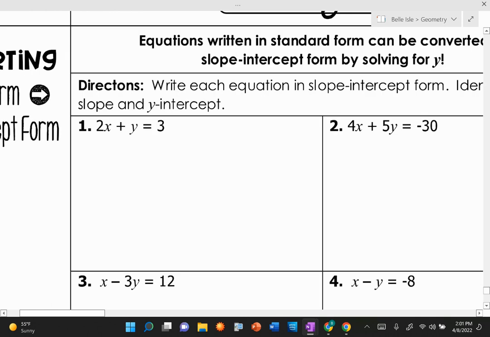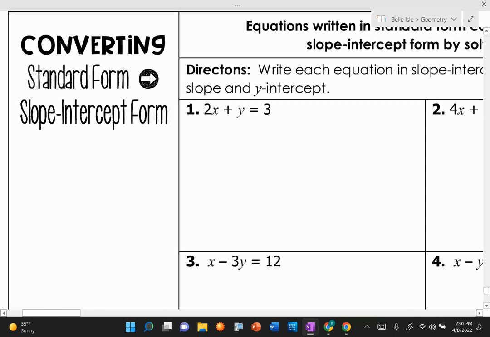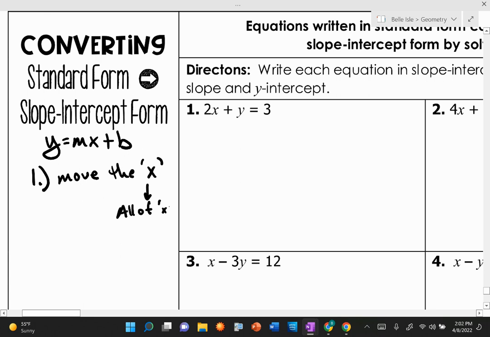Okay, so on number 1, we are trying to get it into slope-intercept form. Your first step is to move the x. And when I say move the x, you need to move all of the x, which means if there is a number attached to the x, you are going to move it with it, together. So how am I going to move a positive 2x, Parker? You just did it. That's exactly right. So you're going to subtract 2x.